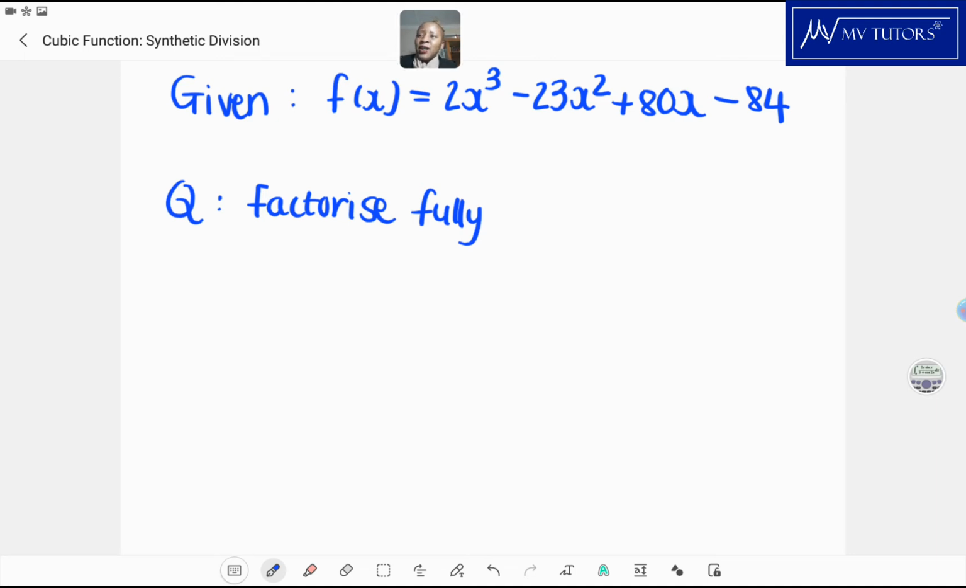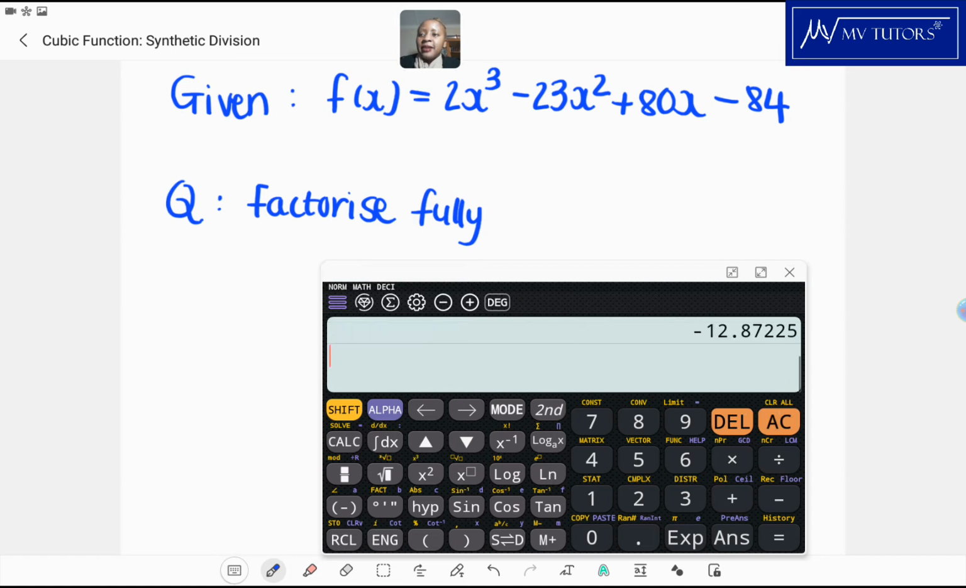Let's get to it. When you are doing synthetic division, first of all, you need to get at least one factor. In this example, we can try different numbers to see which one is a factor. A cubic function has 3 factors, okay? So let us try something here.